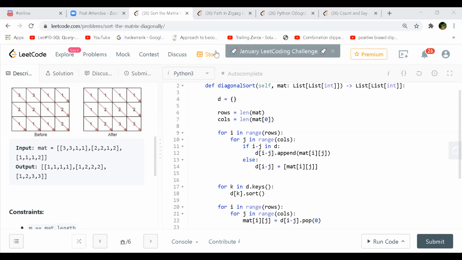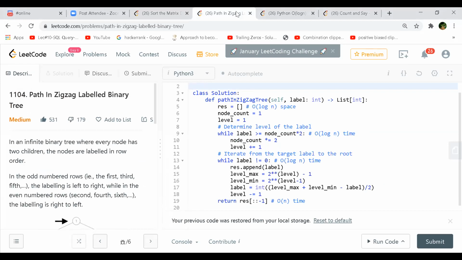So, any other approach, or shall we move to the next? Okay, yeah. If you want, I can show you the counting sort, how it is.